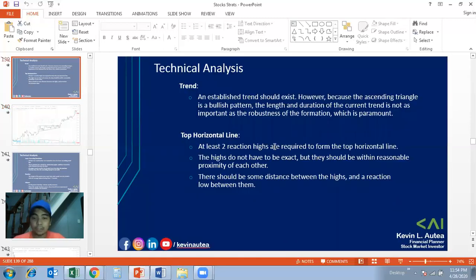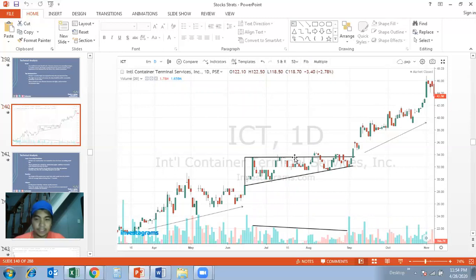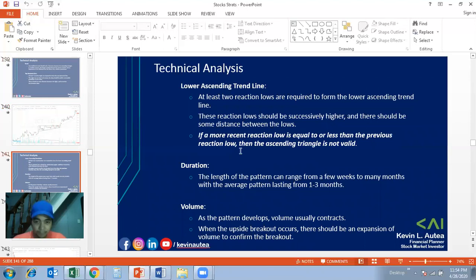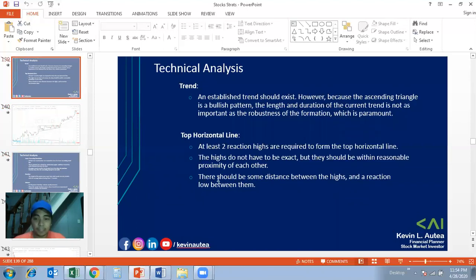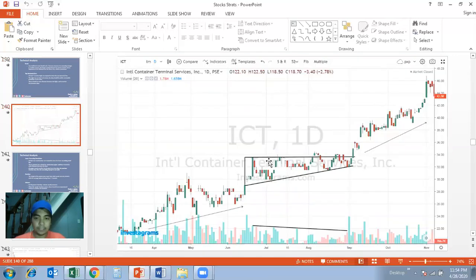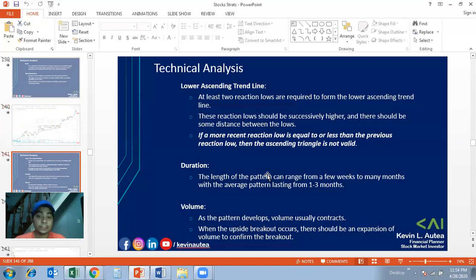At least two reaction highs are required from top to bottom. The highs do not have to be exact. Two reaction highs, right? This one doesn't have to be exact. There should be some distance between the highs and a reaction low between them. The distance is around 10 candles, or around 2 weeks.